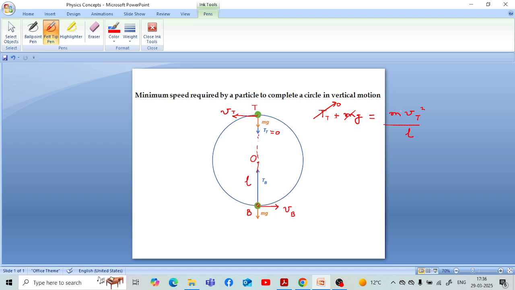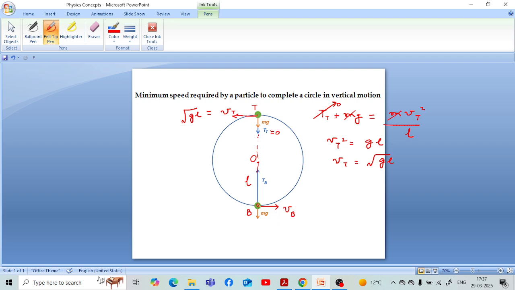So this m cancels with this m and we get vt square is equal to gL, or we can say that the velocity at the topmost point is square root of gL. So this is the value of the velocity at the topmost point.